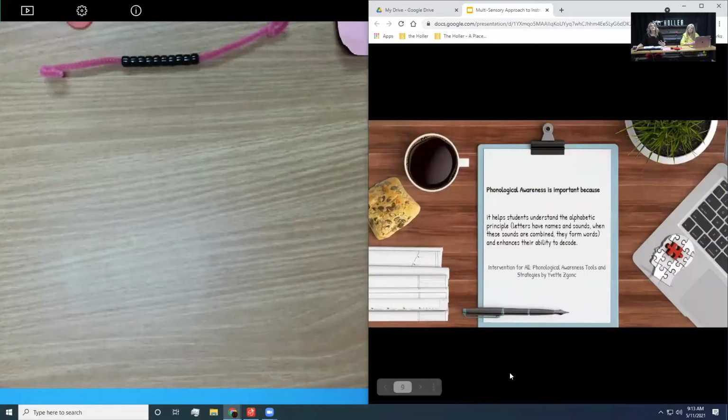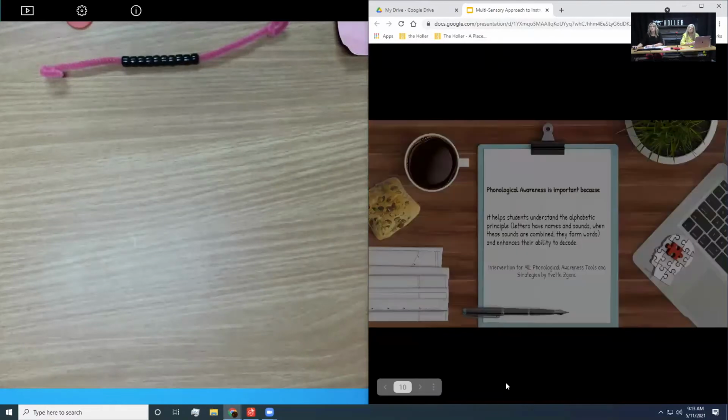And talking about why phonological awareness is important, because it does help them understand the alphabetic principle, even though we're not actually showing them that "k" equals the letter C and what C looks like. We want them to understand that the sound of "k" has a letter representation. And when you put that symbol to that sound, you can form words, and then they can decode those words. So that's why understanding those sounds is so important.